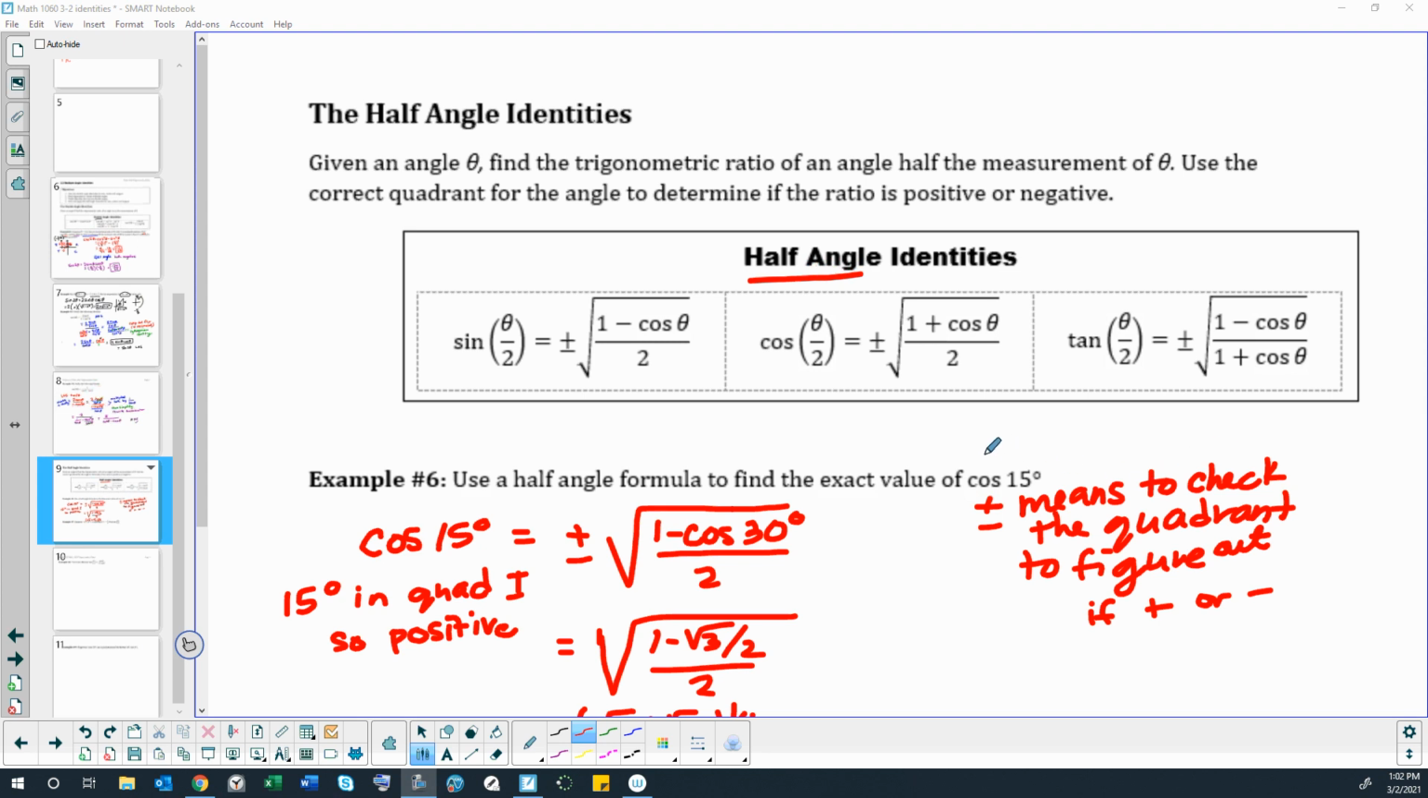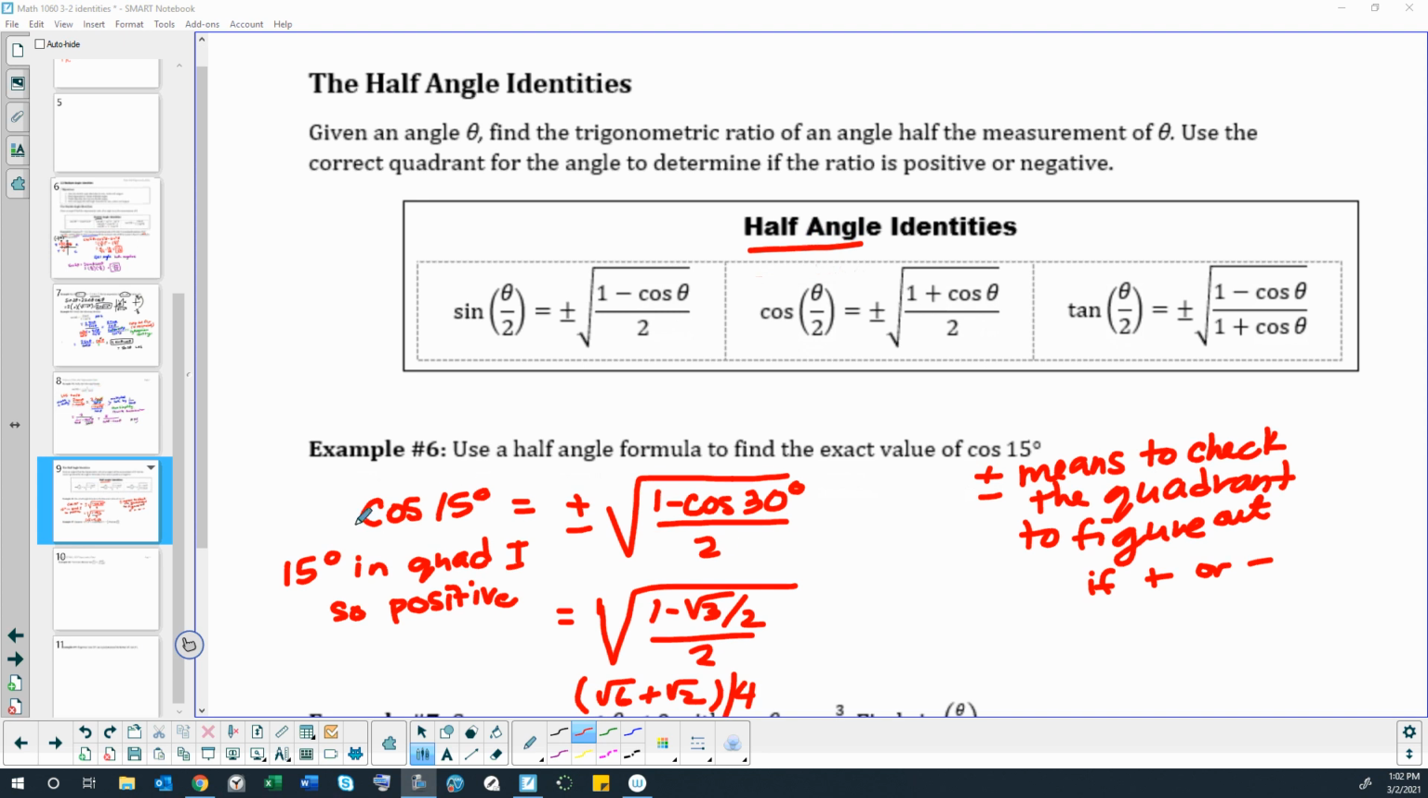Okay, so we're going to start by finding the cosine of 15 degrees. We did this in section 3.1 using a difference identity. This time we're going to use a different method to find the cosine of 15 degrees, and our answer is going to look different, but I'm going to show you that it's actually the same value.